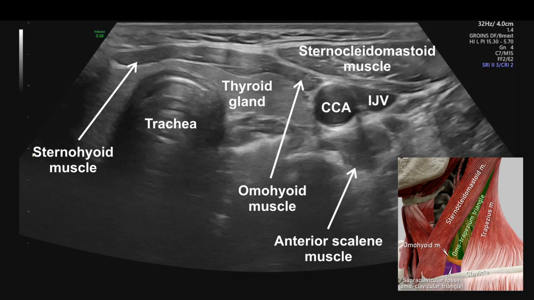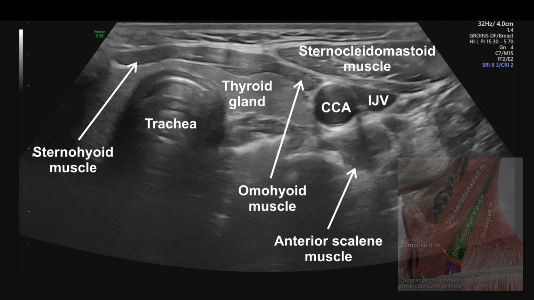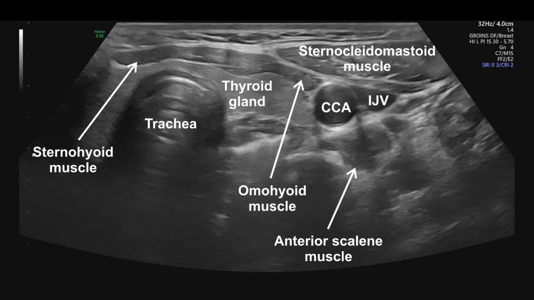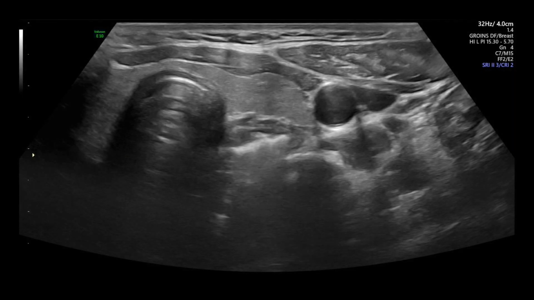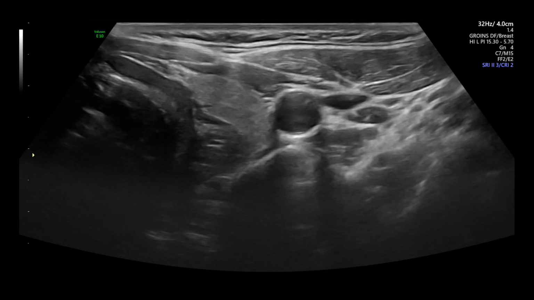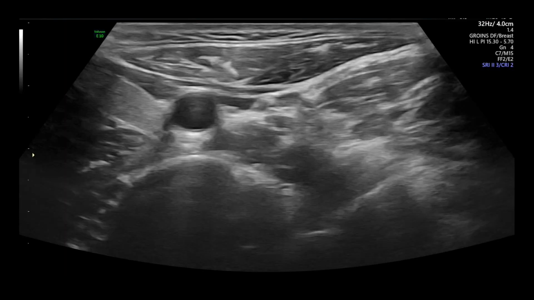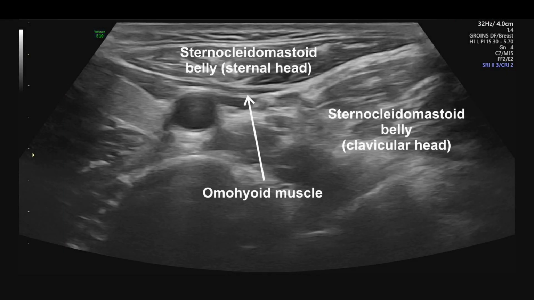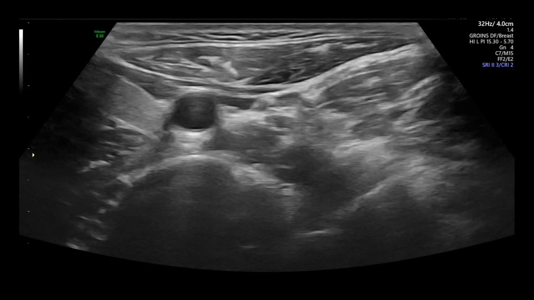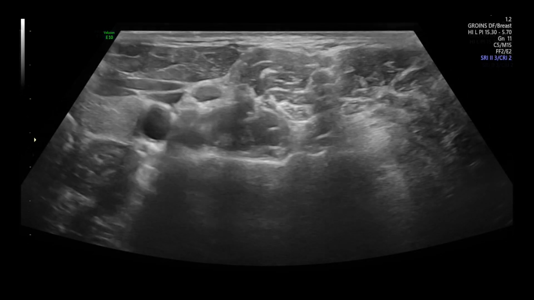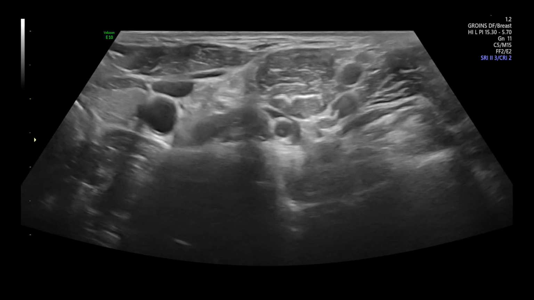sternocleidomastoid, and trapezius muscles. Please note that the omohyoid muscle inserts at the hyoid bone lateral to the insertion of the sternohyoid muscle. The omohyoid muscle is identified along with the sternocleidomastoid muscle, shown laterally with its two heads, the clavicular and sternal. The trapezius muscle is identified more laterally.